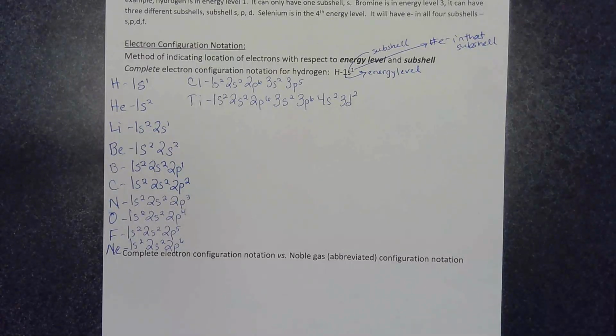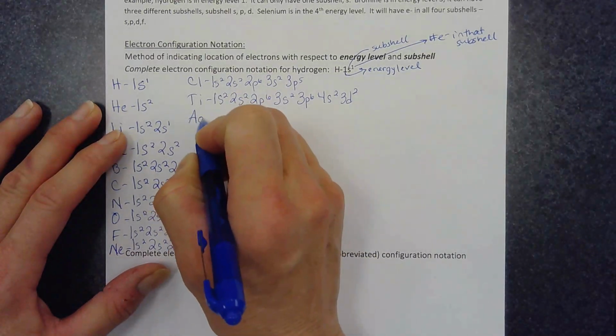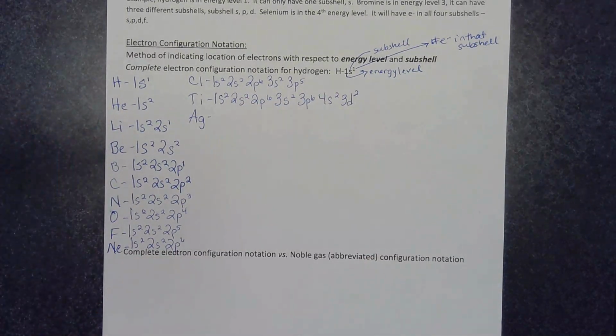Let's do a couple more. Okay? And then I'll tell you the why. I want you to learn how to do the pattern, and then I'll tell you the why, okay? I want you to go down here to silver, Ag. Do silver, Ag.